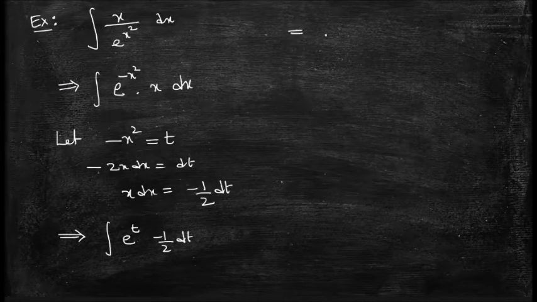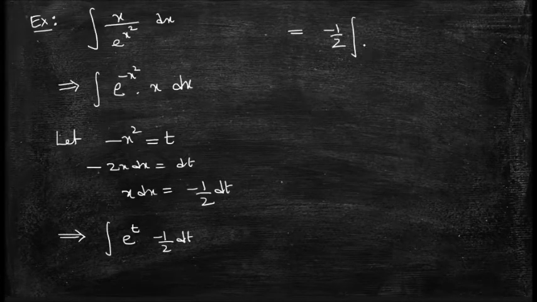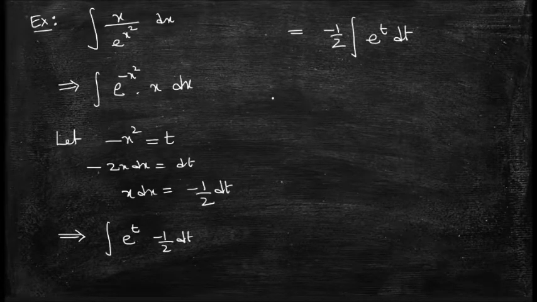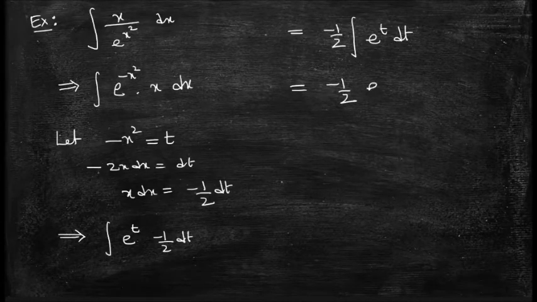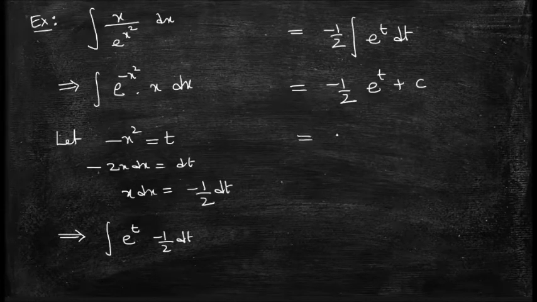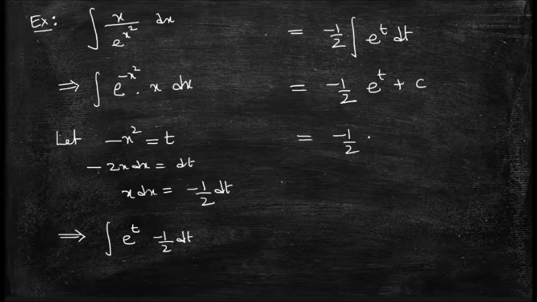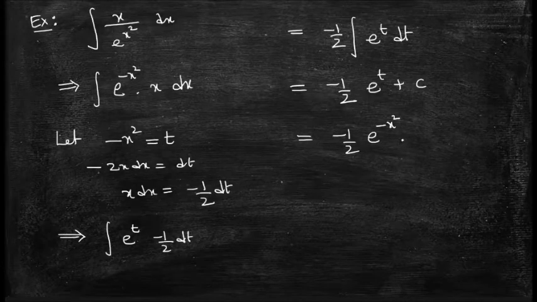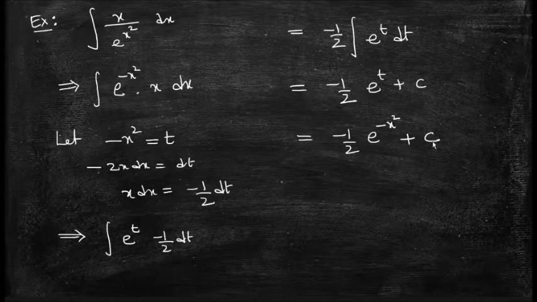So I'm taking minus 1 by 2 outside: e power t dt. Integration of e power t is e power t only. Now what have we supposed for t? Minus x square. Have you understood the problem? One more example.